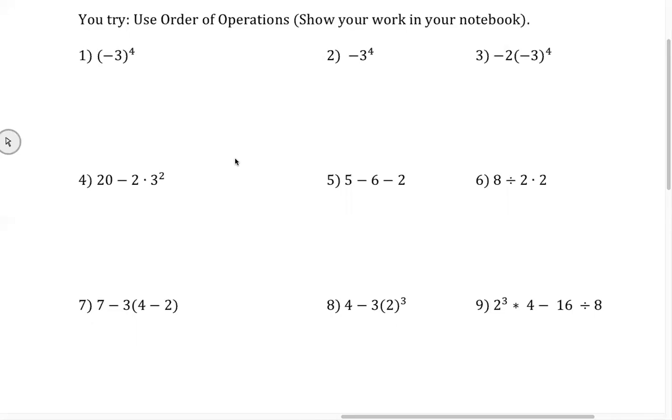Odd. Even. Laura, what is -3 in parentheses to the 4th power? Do you happen to know that?